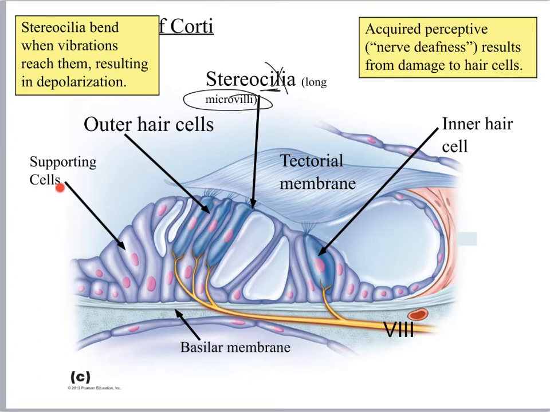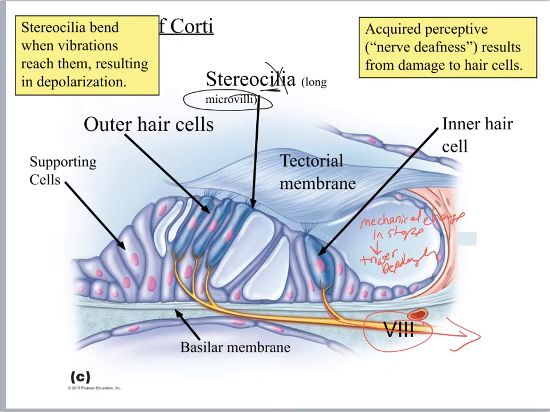When sound travels through the liquid of the endolymph, it bends the stereocilia, which causes a mechanical change in shape. That is going to trigger depolarization. That depolarization will be picked up by the cochlear nerve and then travel back in that direction. And that's basically how the organ of Corti works.